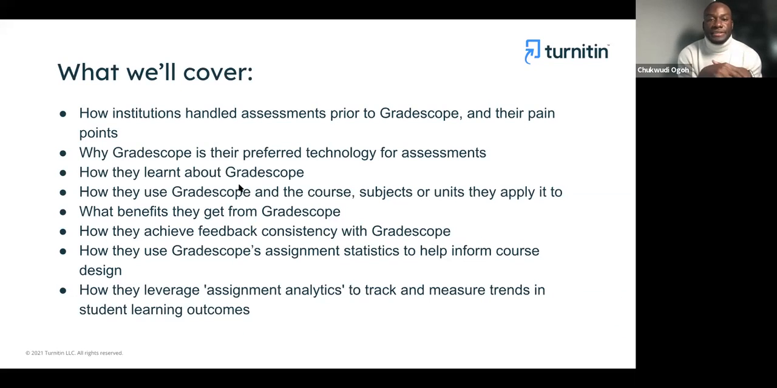What are we going to be covering in today's session? We're going to be looking at how different institutions have handled assessments prior to Gradescope, why Gradescope is a preferred technology, what they have learned about Gradescope, how they've used Gradescope in their courses and subjects, and what benefits they get from it. We'll also look at how they achieve one of the core purposes for which Gradescope was created, which is feedback consistency while they're grading. And another really rich feature of Gradescope is the assignment statistics, which informs how students are learning and how they use this. These are a few things we're going to be covering in today's session.